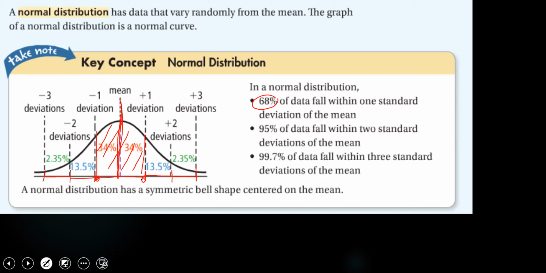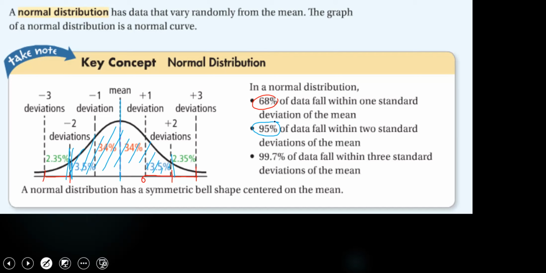Now, let's find the probability of data that fall within 2 standard deviations. As I told you, here we have the mean, so I'm talking about this area. Let's find now the area under the curve: 13.5 plus 13.5 plus 34 plus 34. So they found that 95% of data fall within 2 standard deviations.